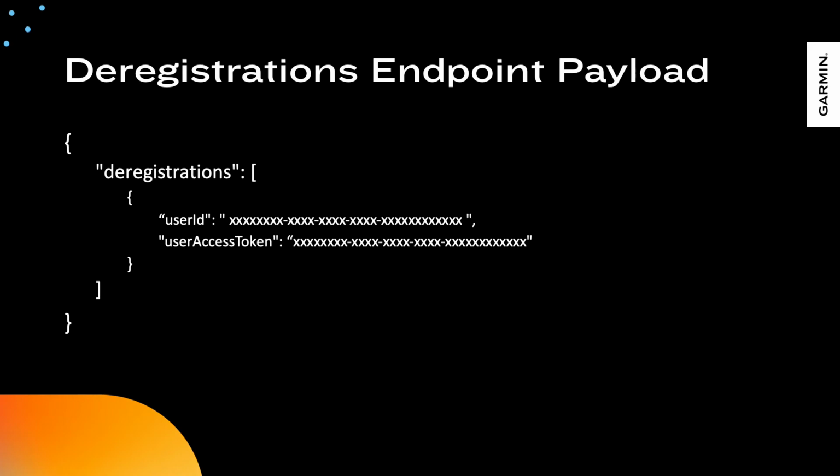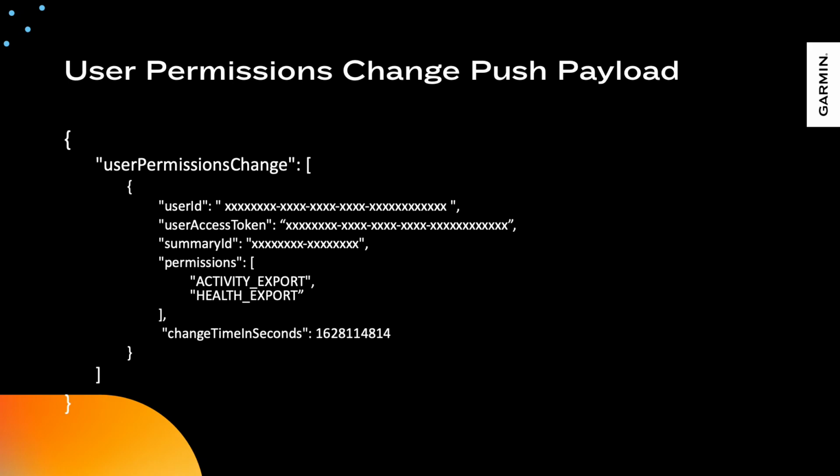The deregistration endpoint is push only and will contain an array of deregistration objects that contain the Garmin ID and user access token of the users who just disconnected their accounts. Knowing that a user toggled off access to an API can prevent your app from making any calls to that API that would result in an error.